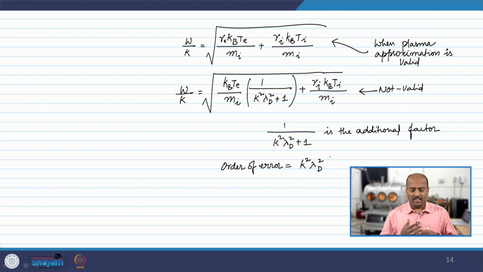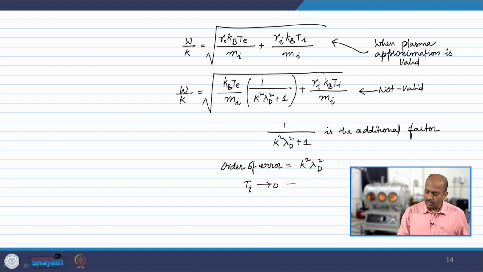So, we know generally that lambda d is very small when we consider plasma. So, since lambda d is very small, the order of error is also going to be very, very small for long wavelength waves. Further, we can also say that when the temperature of ion tends to 0, we can simply write lambda d square is equal to 0, right.